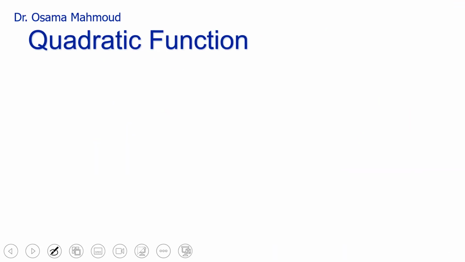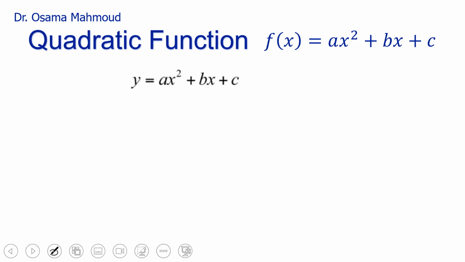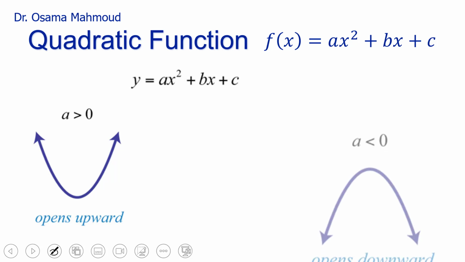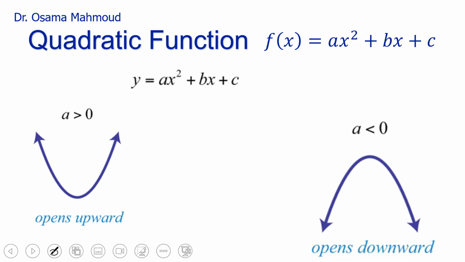Now let's go for the quadratic function. The quadratic function formula is ax squared plus bx plus c. A is playing the main role in this function. If a is positive, it will open upwards. But if a is negative, it will open downward. This shape, we call it parabola.